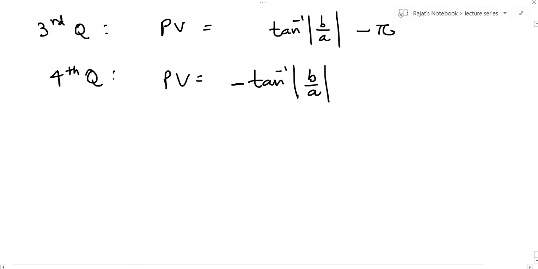Just use these formulas on the examples 1 plus i, minus 1 plus i, 1 minus i, and minus 1 minus i, and just see. Each time we will get tan inverse of mod b by a as 1.